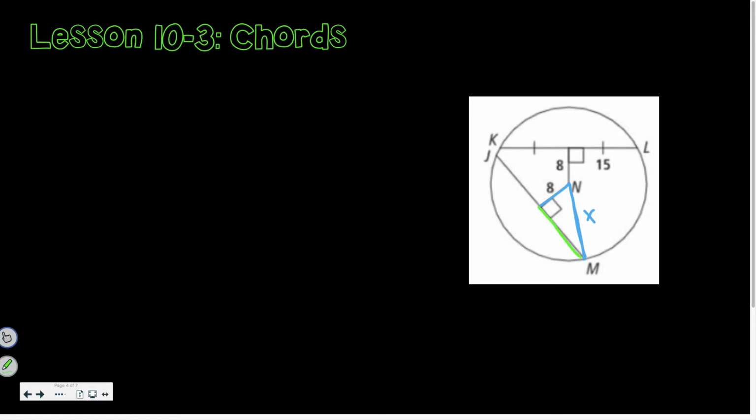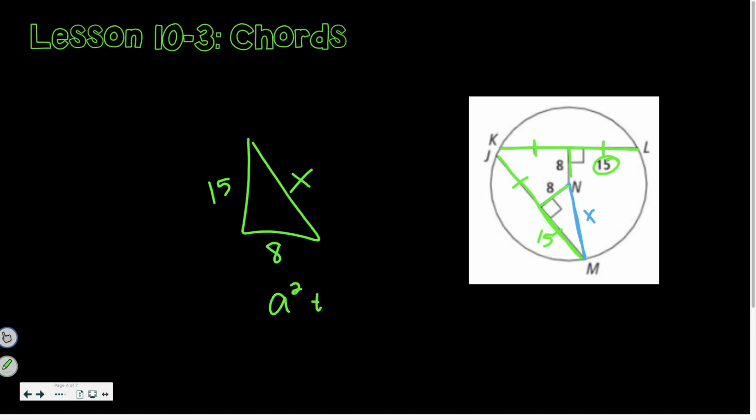But you might look at this picture and say, I don't know what this measure is. Remember, if we have two chords, so in this case the two green lines are my chords, and they are the same distance away from the center, that means that they are congruent. Okay, so if this is 15, this is also 15. Redraw my right triangle. I have 8, 15. Solving for the hypotenuse, I have my a squared plus b squared equals c squared. Okay, that's pretty much all you need to know about chords.